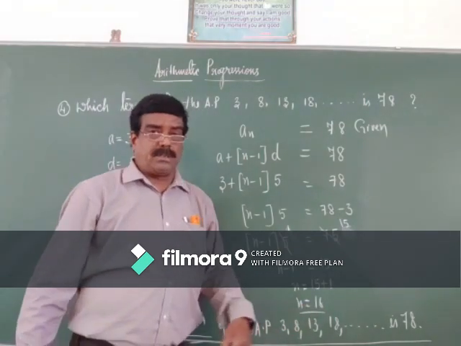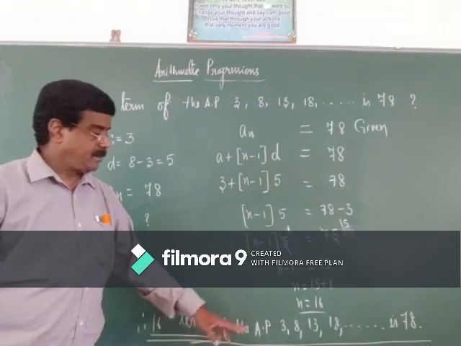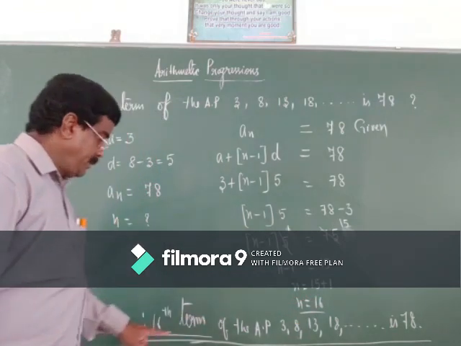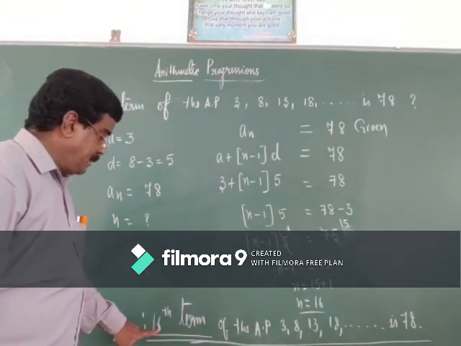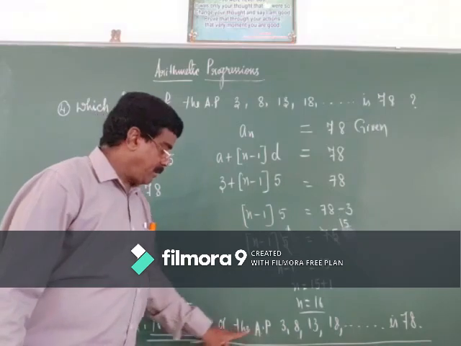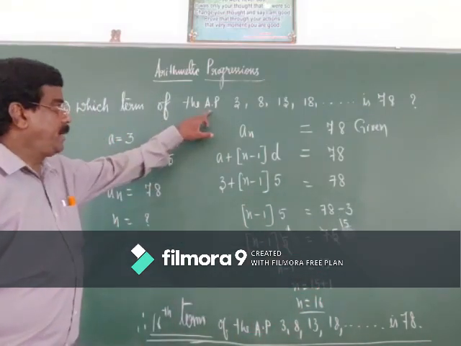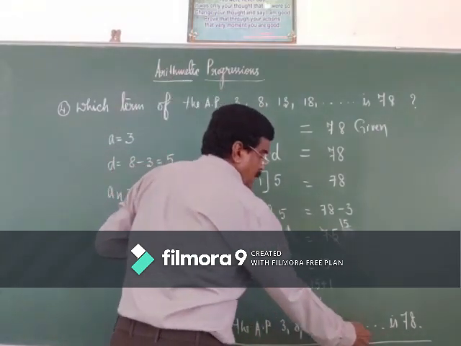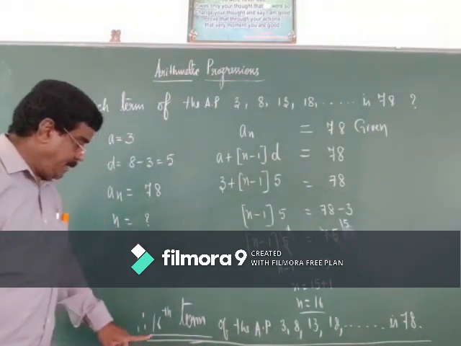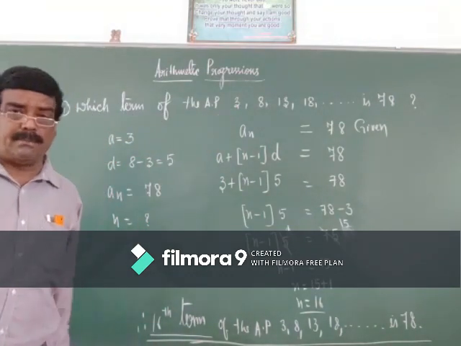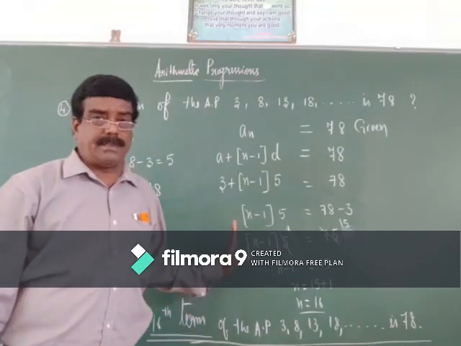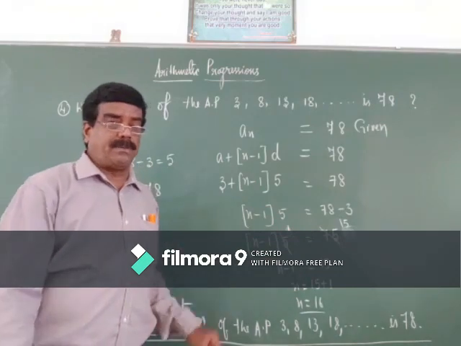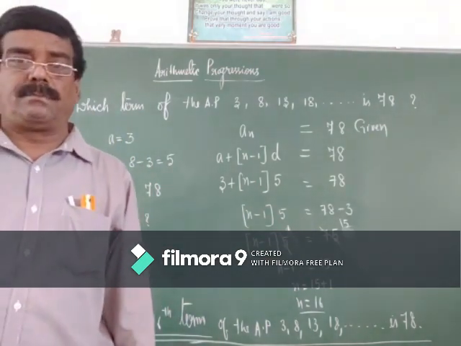But this is not the answer. The question is not asking you to find the value of n. n is equal to 16, how to conclude? 16th term. So please write the answer as: therefore the 16th term of the AP 3, 8, 13, 18, ... is 78. That is the 16th term. We are going to reach the number 78 at the 16th term. That is the meaning of this sum. Next I will show how to solve a sum of this type in the next sum.